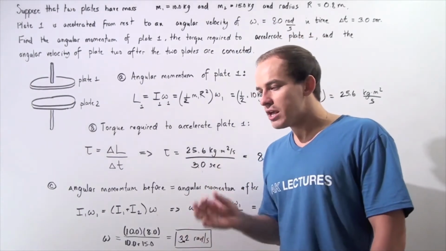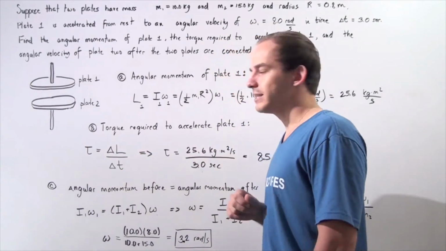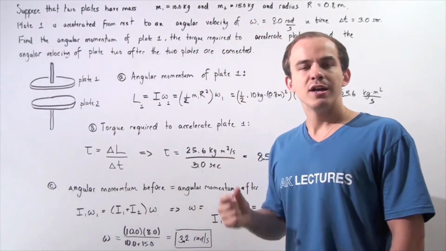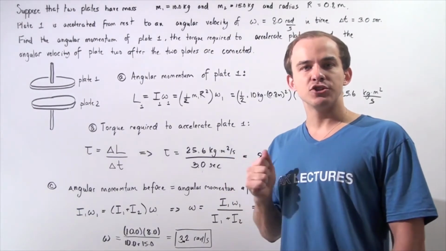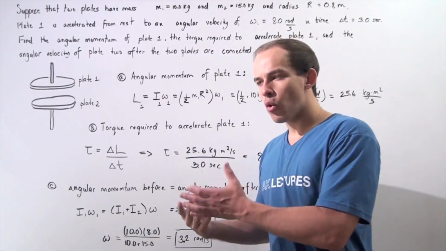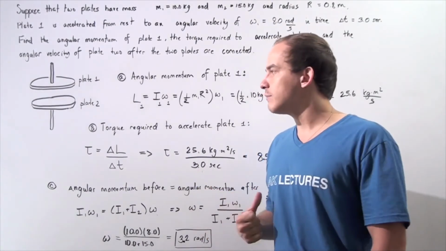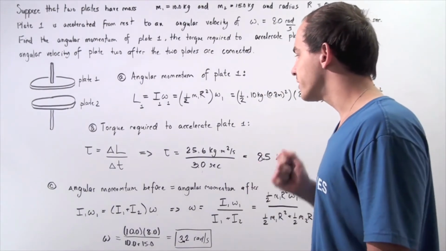Now, what exactly is the net torque acting on plate 1 to accelerate plate 1? Let's suppose the net torque is constant. That means the net torque acting on the object is equal to the change in the angular momentum divided by the change in time. In other words, a certain quantity of torque is required to give the object a certain momentum. And we want to calculate what that torque is.